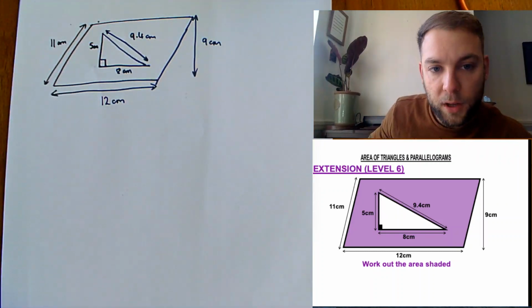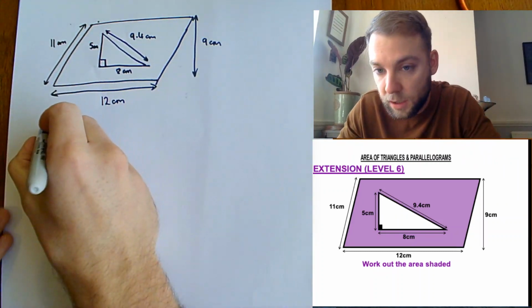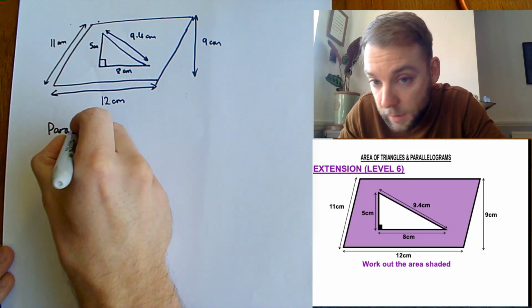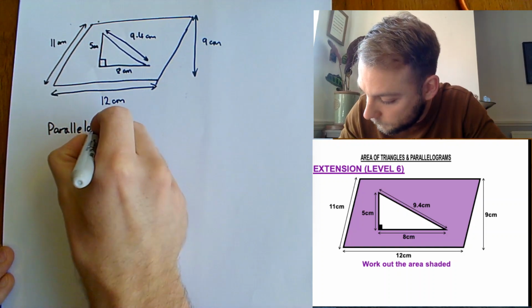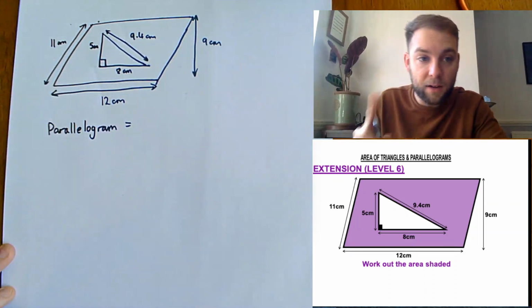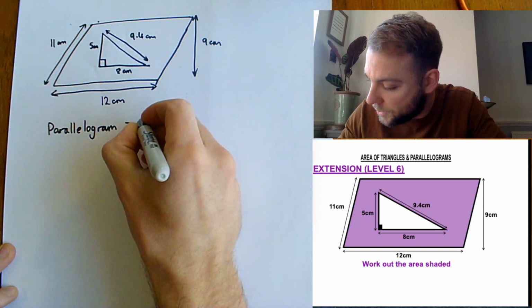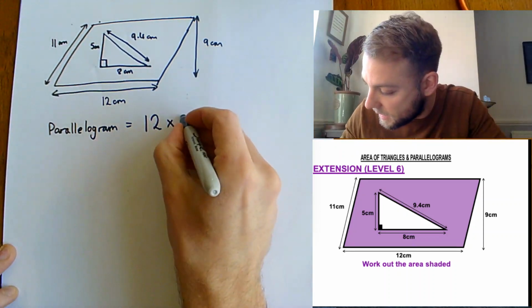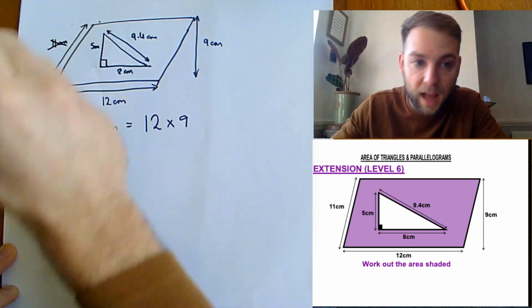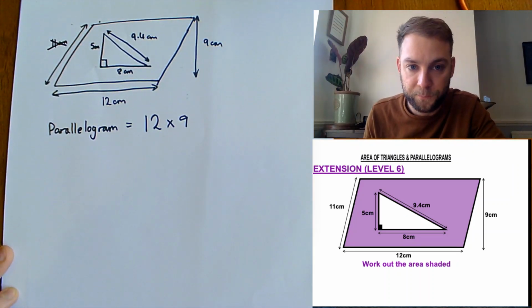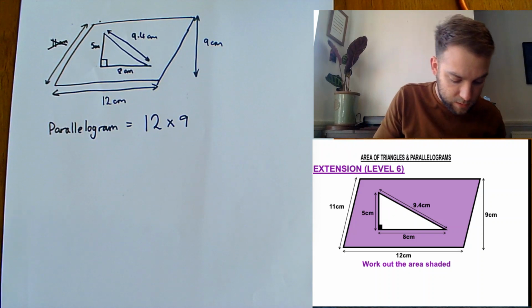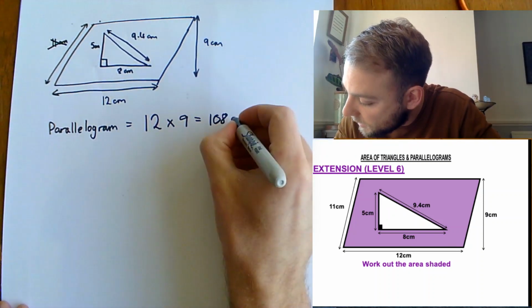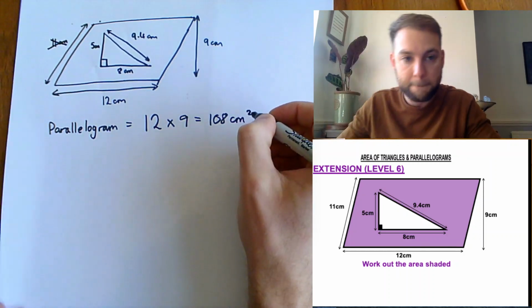So with this one here, if I'm looking at the parallelogram, I'll do that first. The parallelogram is going to be the base, which is 12, times the vertical height, which in this case is 9, ignoring that slanted side, which is 11. So 12 times 9 is equal to 108 centimetres squared.